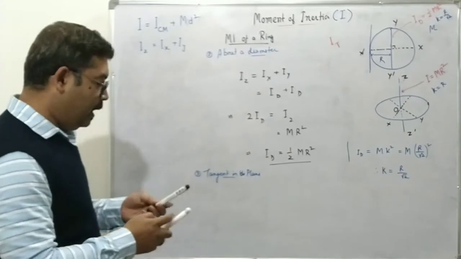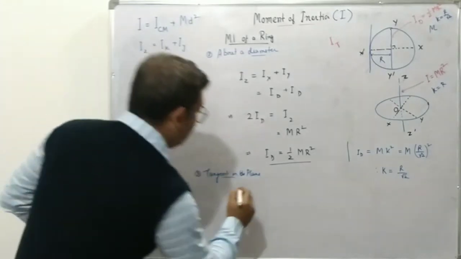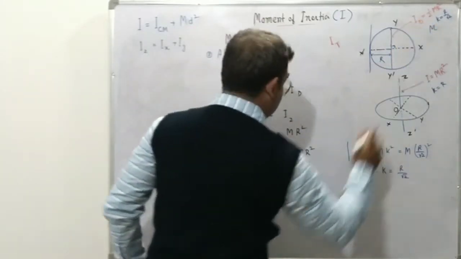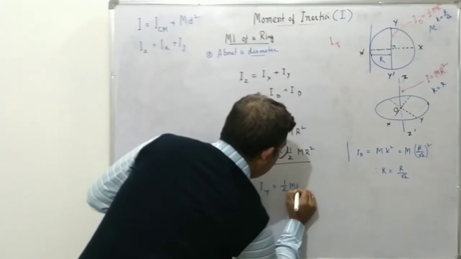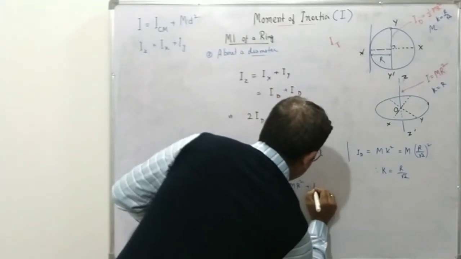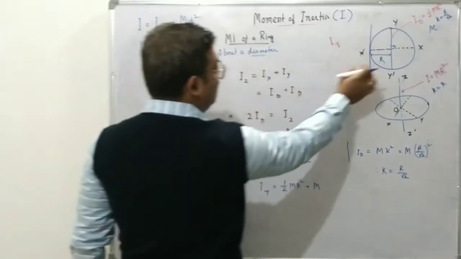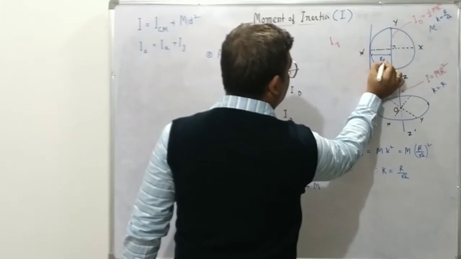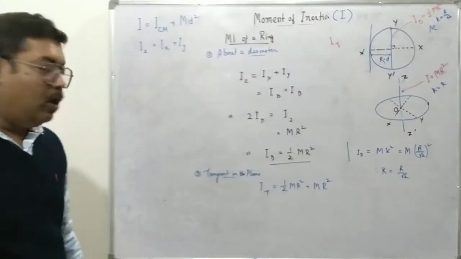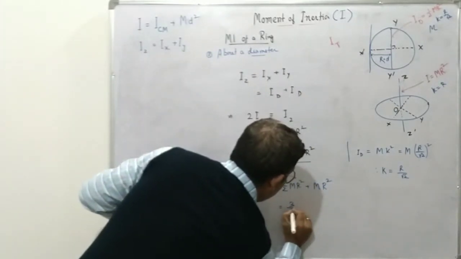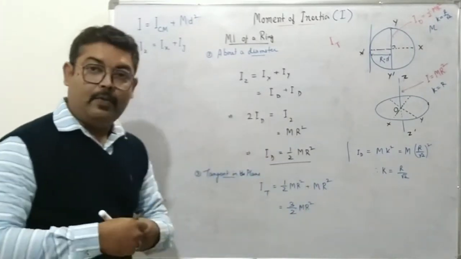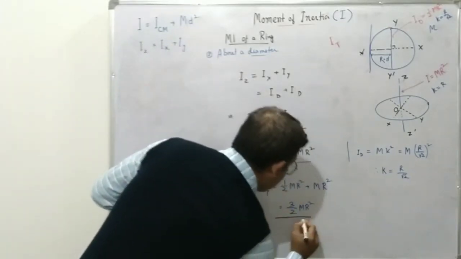So if we make use of this, what we will get? I about the tangent will be ICM, which we have already found, this is half m r square, plus m into d squared. What is d here? d is equal to r. So we have half m r squared plus m r squared, or 3 by 2 m r squared. So this is the required moment of inertia about the tangent.